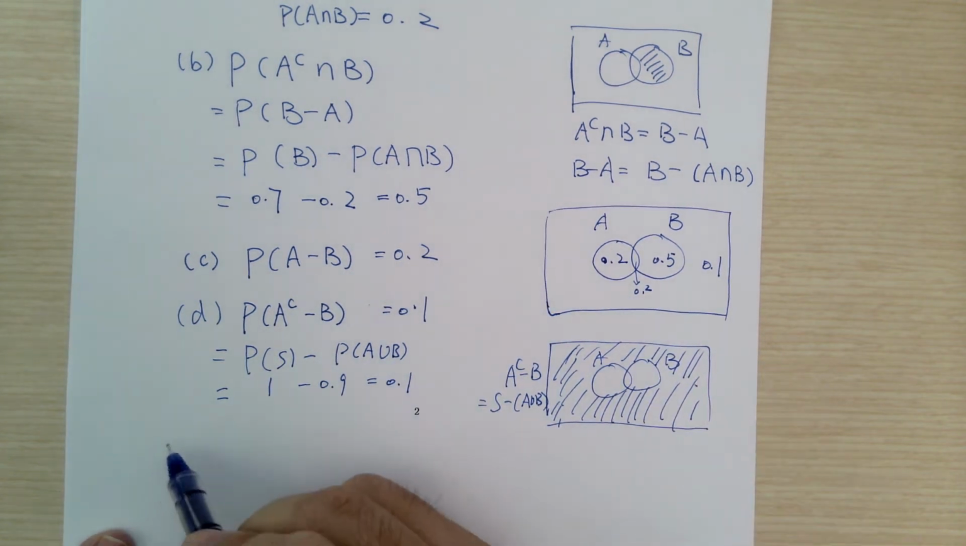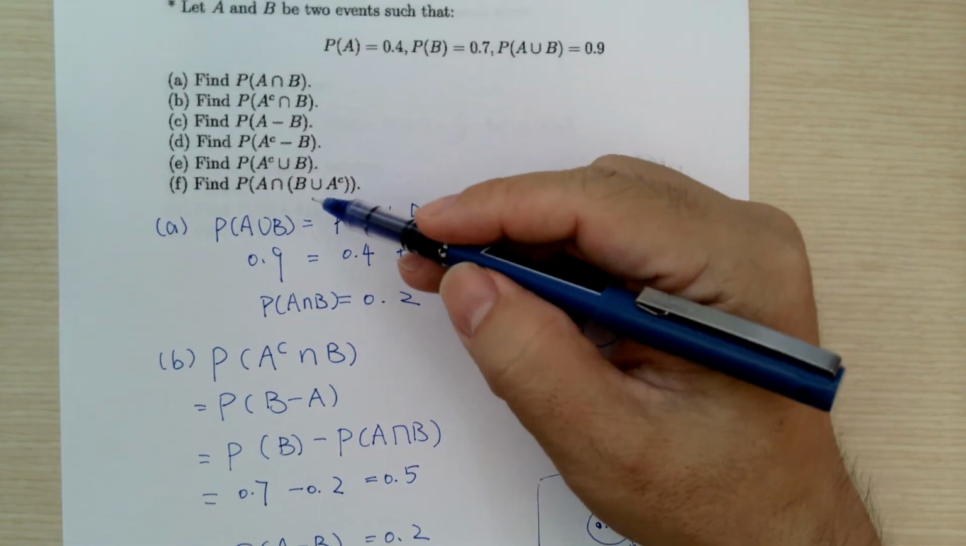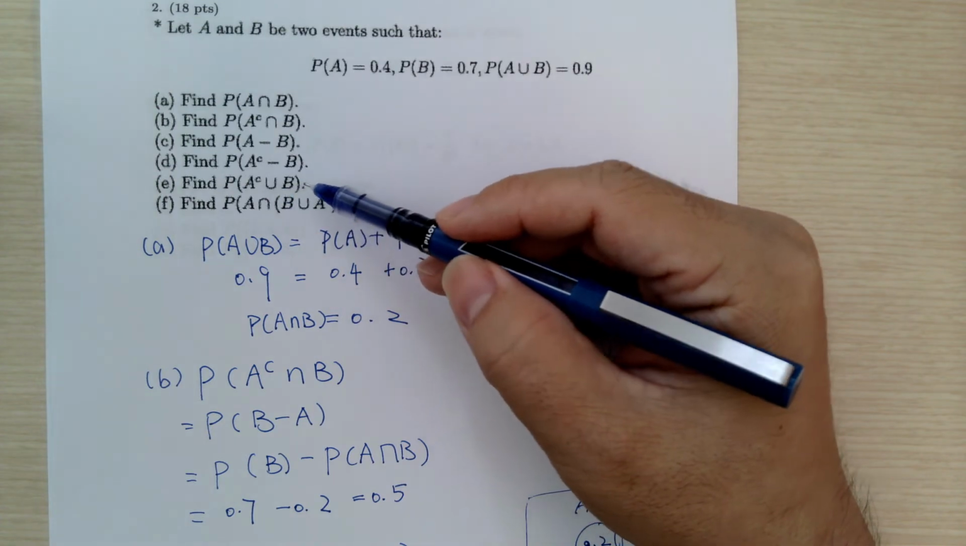Part E asks us for the probability of A complement union B.